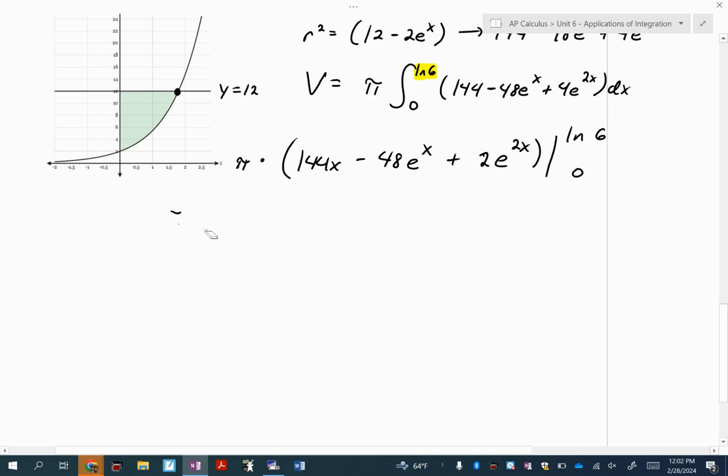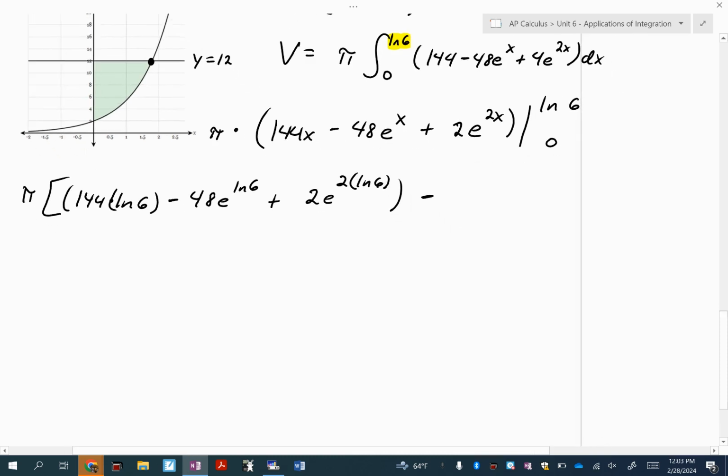Okay, so here we go. Pi times 144 times the natural log of 6, let's put parentheses there, minus 48 times e to the natural log of 6 plus 2 times e raised to the 2 times the natural log of 6 power, minus 144 times 0 minus 48 times e to the 0 power plus 2 times e raised to the 2 times 0 power.